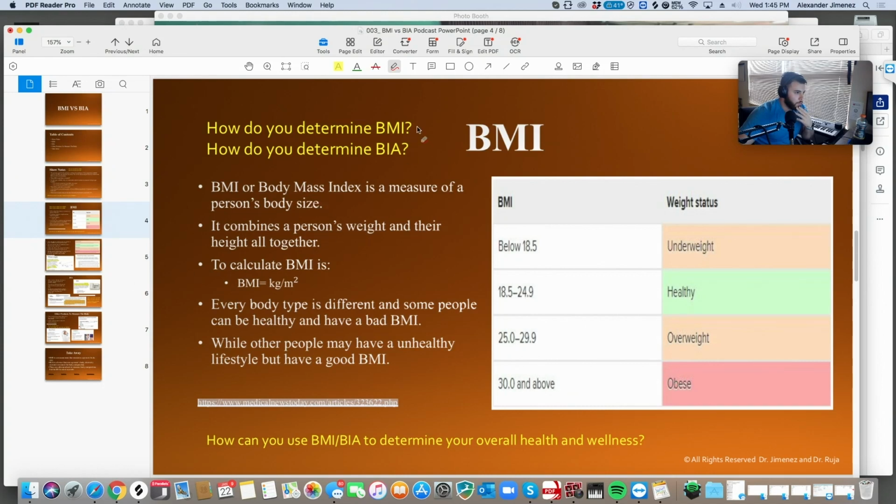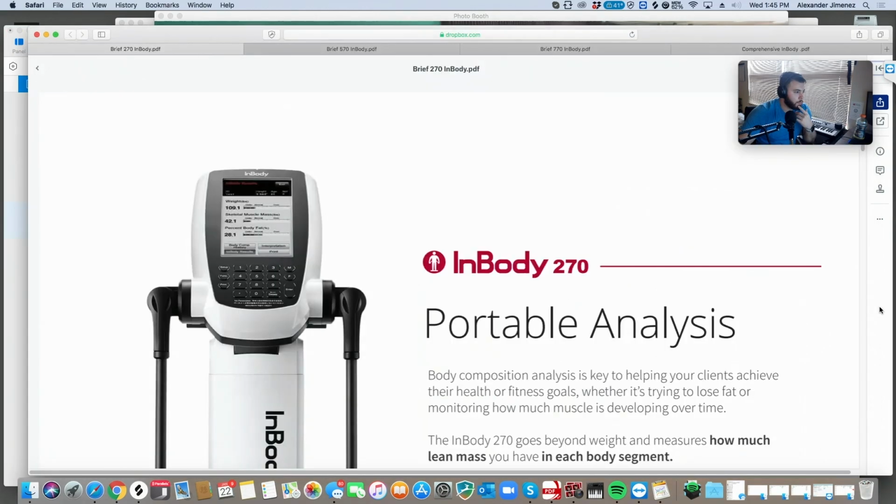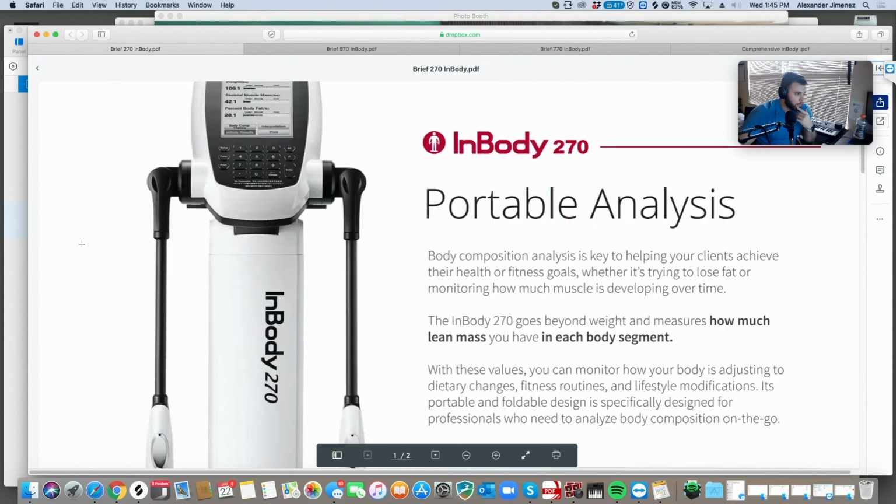So this is very typical. One of the things I'd like to show you here is what a BIA machine would look like. Steve, show us a copy. Here we have a bioelectric impedance assessment, and this is what it looks like.